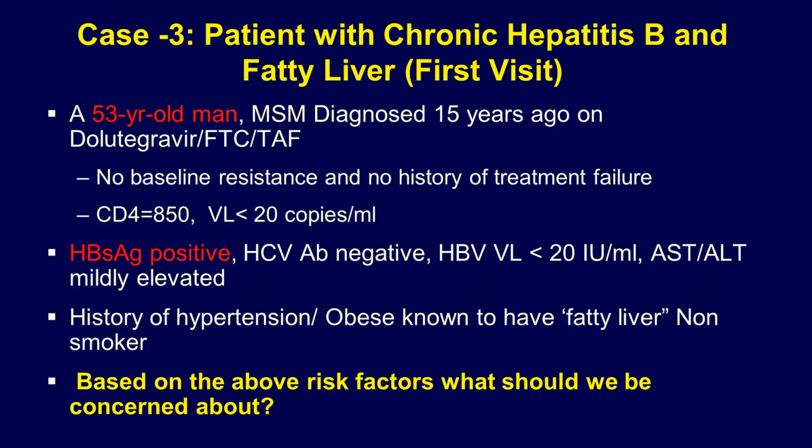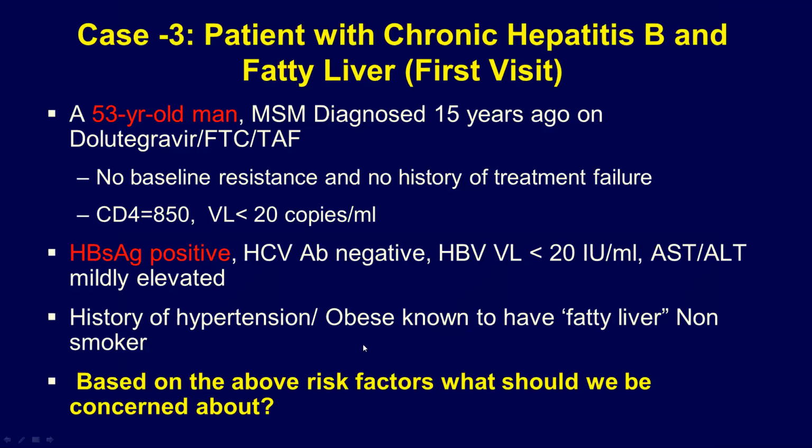All right, so let's leave that lung cancer and go on to liver. So our next case, a patient with chronic hepatitis B and/or fatty liver. 53-year-old man, MSM phenotype, diagnosed with HIV 15 years ago, and is on antiretroviral therapy. No resistance, no history of treatment failure. CD4 is good, viral load undetectable.